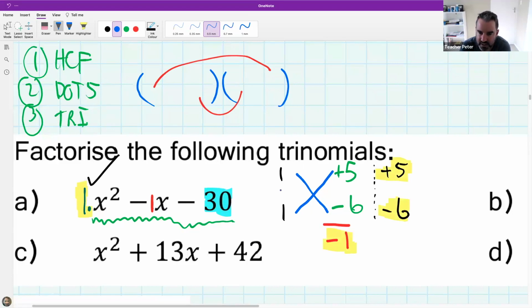And my answer is just going to be, let me write it below this. So there's 1x, so I go x +5 for this top line. And then I go x -6. And that is a trinomial that is factorized. If I had to multiply this out, x times x gives me x squared, or 1 times 1 gives me x squared. And then the -6x is this diagonal, the +5x is that diagonal, and the 5 times -6 is -30.